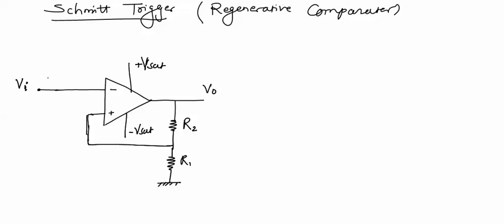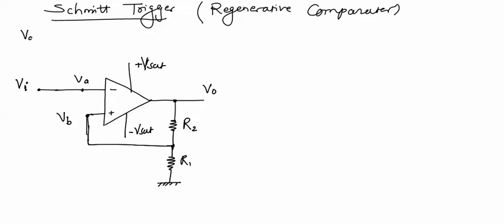We'll apply a voltage Vi at the input of this comparator. At this point the output voltage is V0, and at this point the voltage will be the voltage of the non-inverting terminal, that is V2. Here we will give another name to these voltages. At this point the voltage will be called VB, and at this point the voltage will be VA.